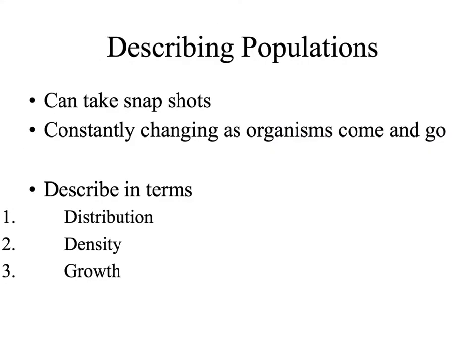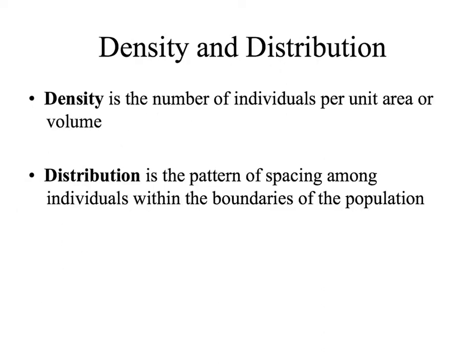To describe populations, we generally take snapshots of what's going on right then and there. Populations are dynamic. They're constantly changing as organisms come and go, live and die. We can describe our population in three major ways: in the distribution, or how those organisms are spread out, the density, how many there are per unit of area, and in growth, so how quickly is the population increasing, decreasing, or is the population stable?